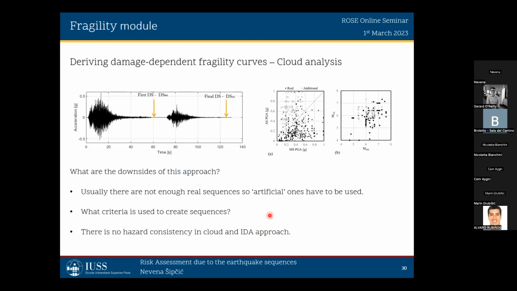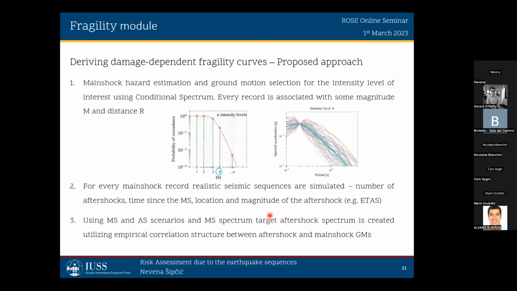This is not what we use, nor do we use the cloud analysis or the IDA, also because there is basically no hazard consistency. What we propose is a different approach. It's based on the multiple stripe analysis and the conditional spectra, modified to account for the aftershock also.